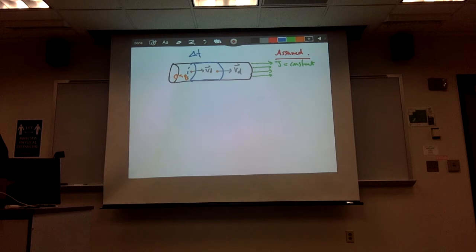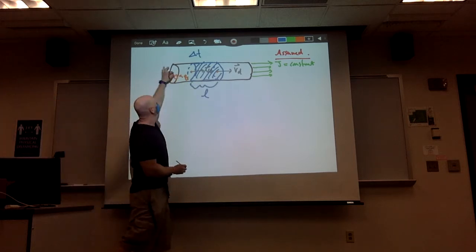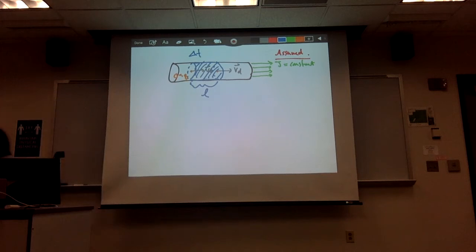Or actually this volume here. So what happens is, as of this time frame of delta t, this charged particle moves this amount of length L here, which then sweeps out this particular volume here, because again, this thing has some sort of cross-sectional area A.